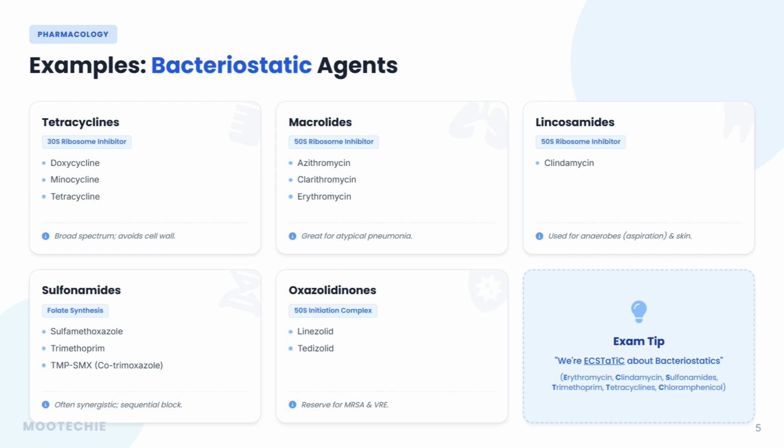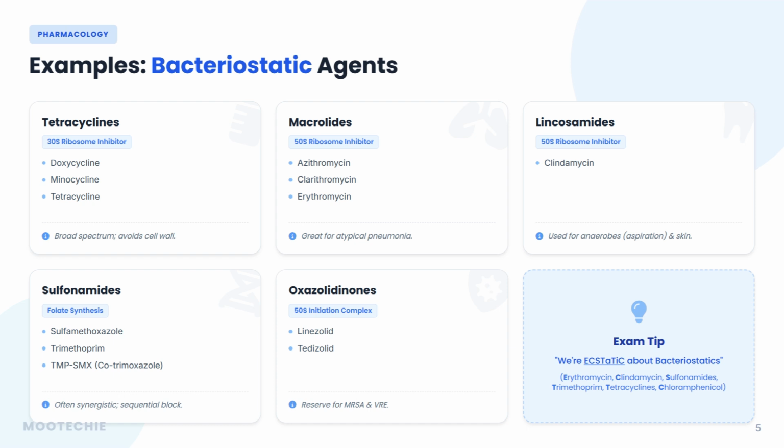Then macrolides like azithromycin, clarithromycin, and erythromycin. They inhibit the 50S ribosome and are great for treating atypical pneumonias. Oxazolidinones such as linezolid and tedizolid also target the 50S initiation complex. These are important reserve agents for tough bugs like MRSA and VRE. Finally, lincosamides, specifically clindamycin, another 50S inhibitor. It's frequently used for anaerobic infections like in aspiration pneumonia and for certain skin infections.